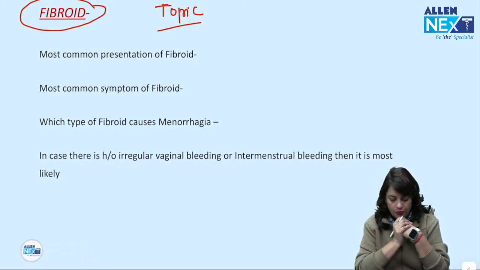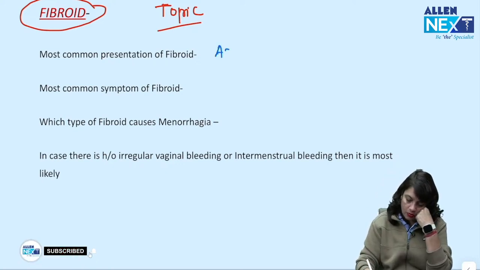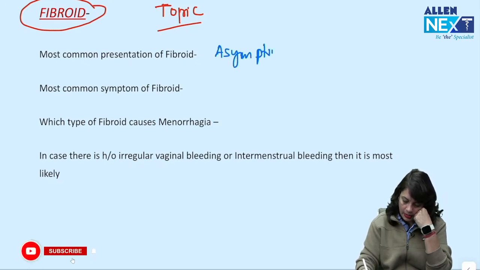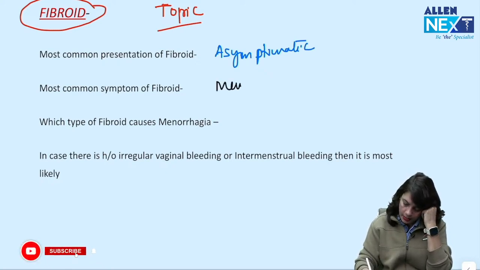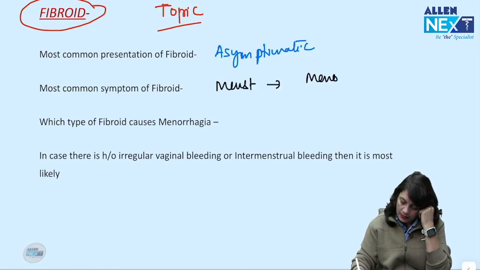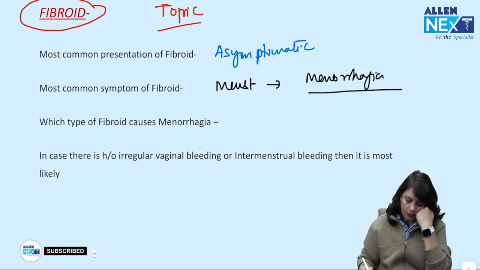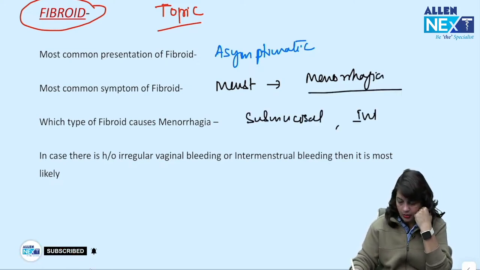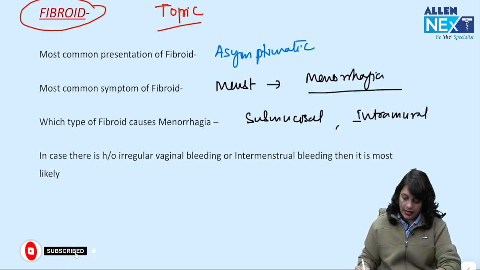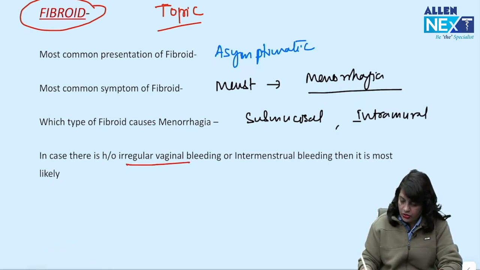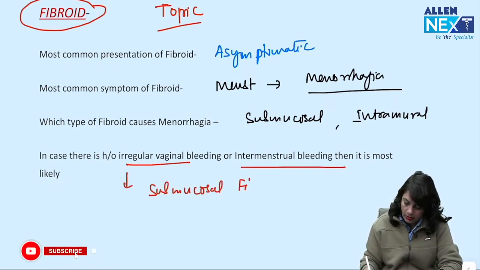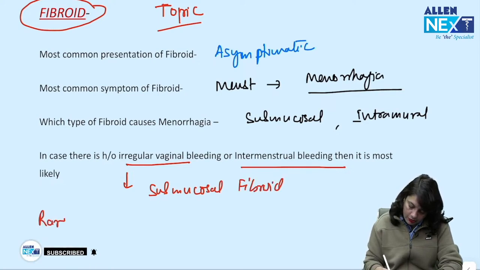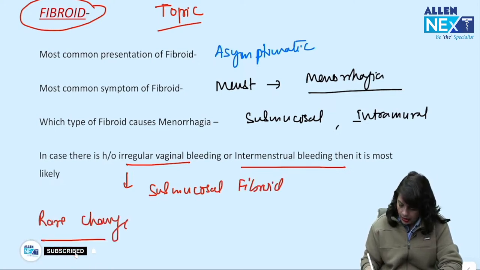You can go through. Now fibroid, most common presentation of fibroid. Mostly the fibroids are asymptomatic. It is an incidental finding. Most common symptom of fibroid is menstrual symptoms like menorrhagia. Which type of fibroid causes menorrhagia? Submucosal and then intramural. In case of irregular vaginal bleeding or intermenstrual bleeding, it is almost likely that it is submucosal fibroid.